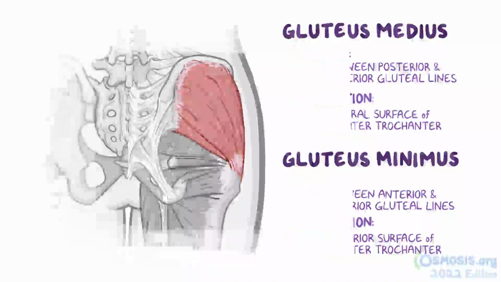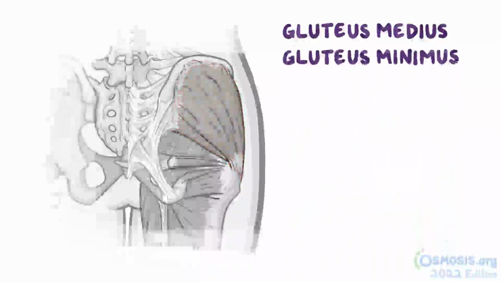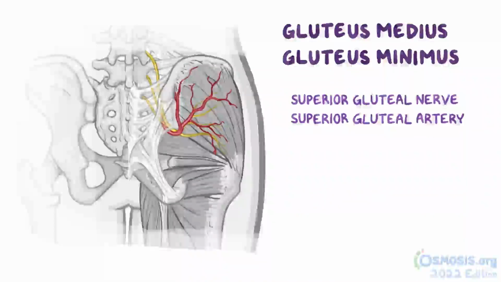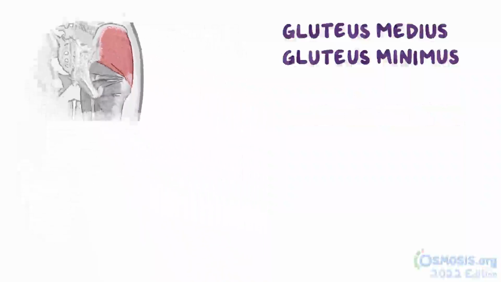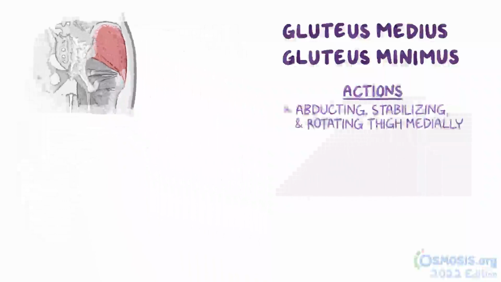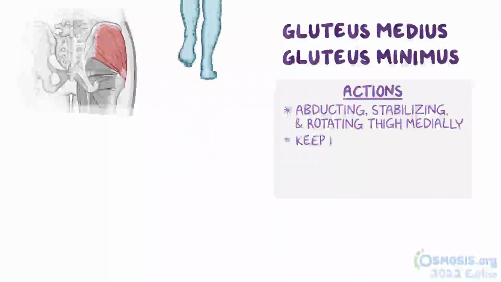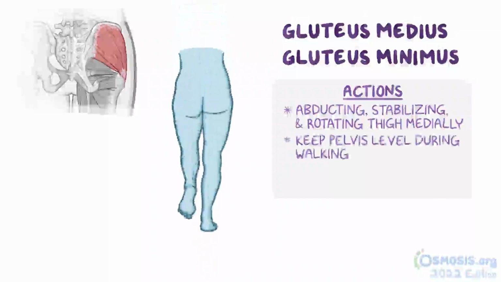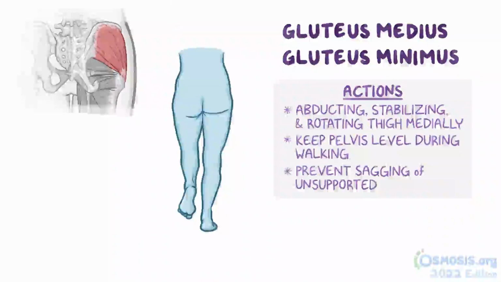The two gluteae also share the same nerve supply, namely the superior gluteal nerve, and the same blood supply, through the superior gluteal artery. And they have the same actions, which is abducting, stabilizing, and rotating the thigh medially. These muscles are also important for walking and standing, as they keep the pelvis level during walking when the ipsilateral leg is planted, and prevent sagging of the unsupported contralateral side during swing phase or standing.